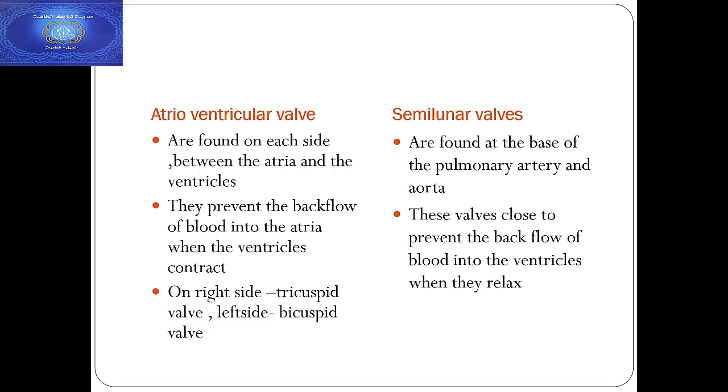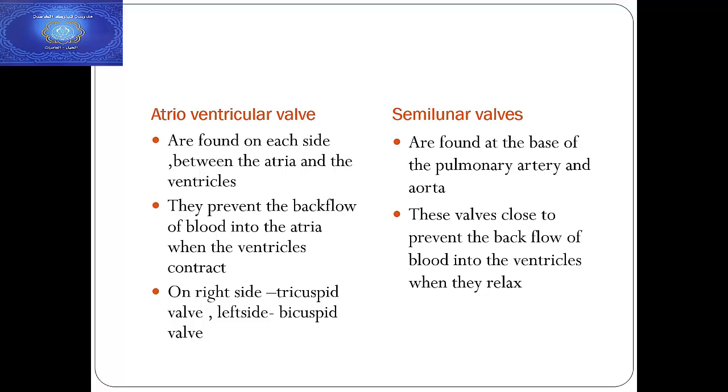On the right side there is the right atrium and right ventricle, and on the left side there is the left ventricle and left atrium. There is the tricuspid valve on the right side and the bicuspid valve on the left side. The semilunar valve can be found at the base of the pulmonary artery and aorta. What are the pulmonary artery and aorta? We told before, these are two blood vessels which carry blood into and away from the heart.